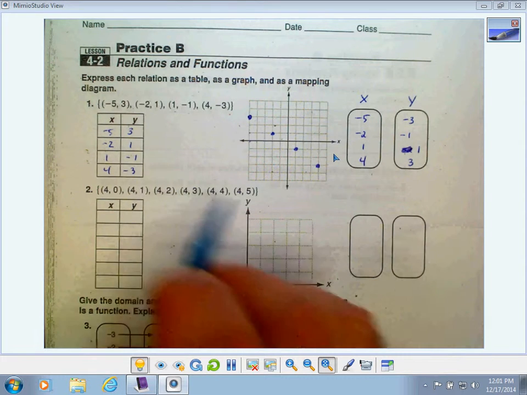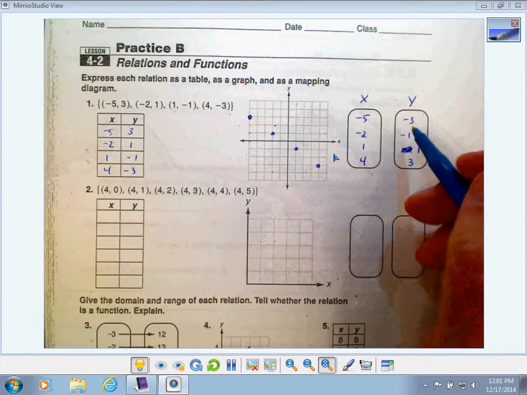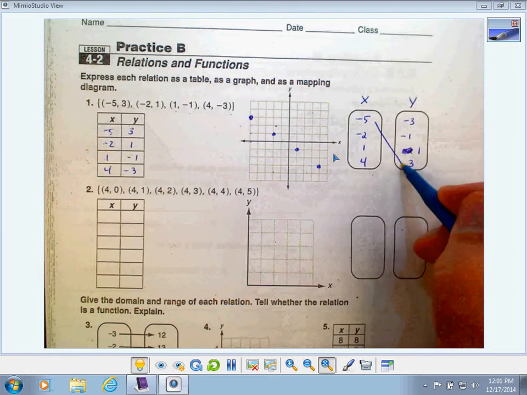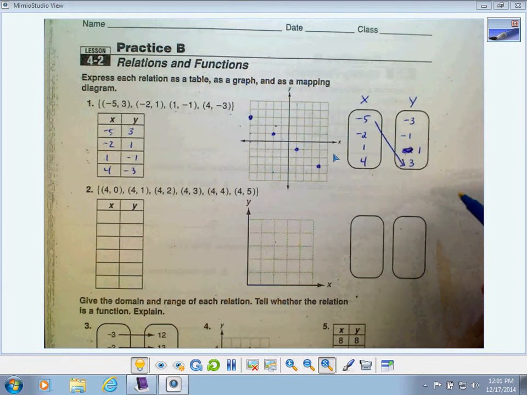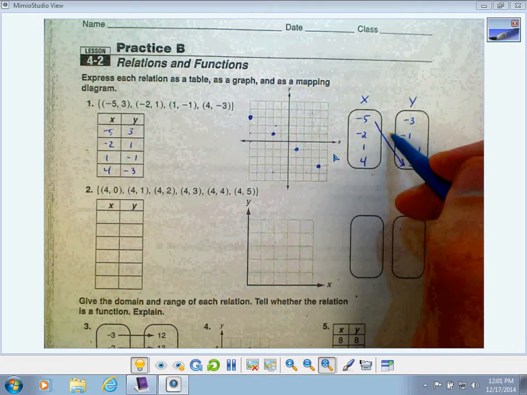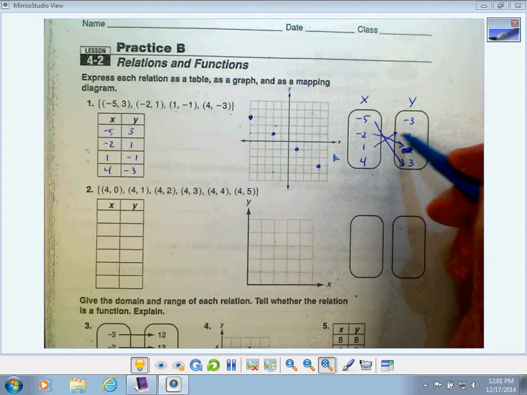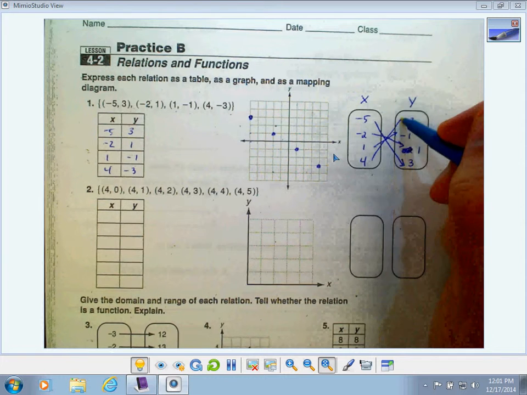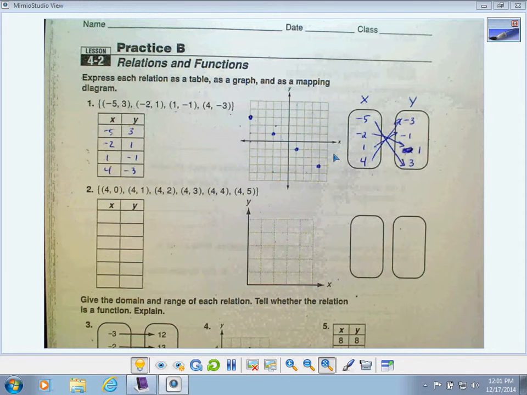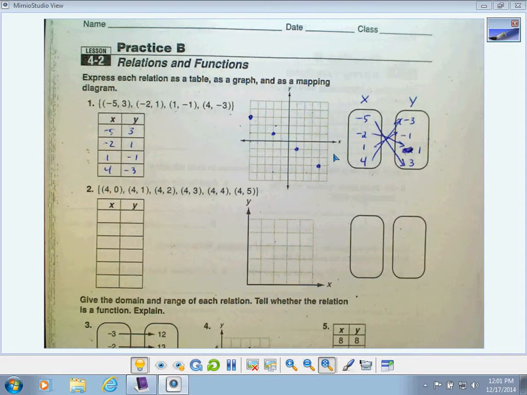And then it says -5 goes to +3, so you would want to draw an arrow from -5 to 3 wherever you drew it. -2 goes to +1, 1 goes to -1, and 4 to -3. So this is certainly one way to draw a mapping diagram. And you can repeat that process for number 2. It's the same exact thing.